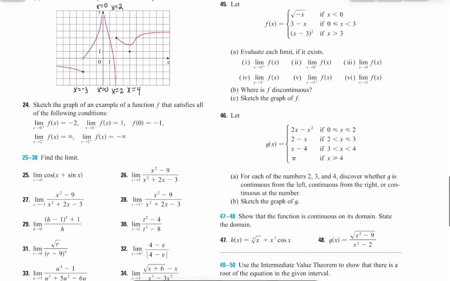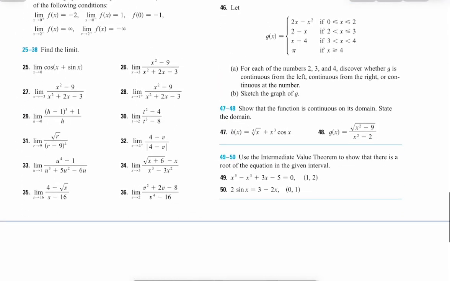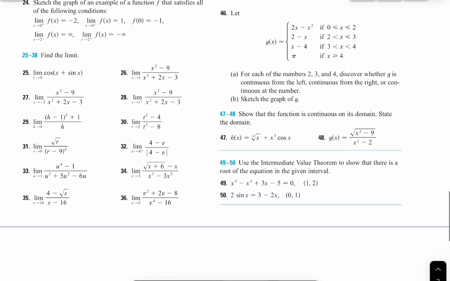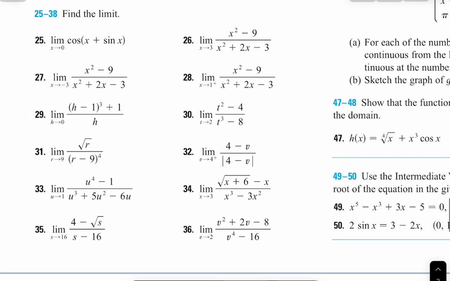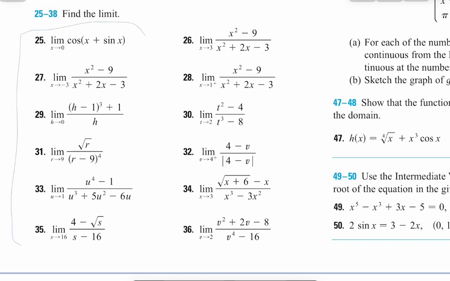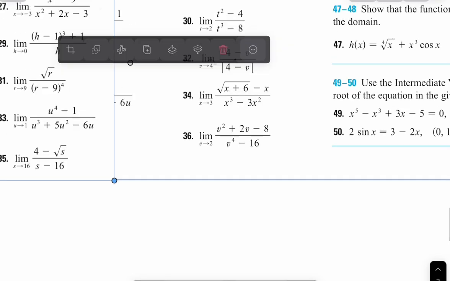Okay. Let's talk about some limits of actual functions, okay? So now I want to focus on, and probably for the remainder of class, just this section right here. So first, I'm going to do the odd ones to start with, and then if we have time, we'll come back to the evens.